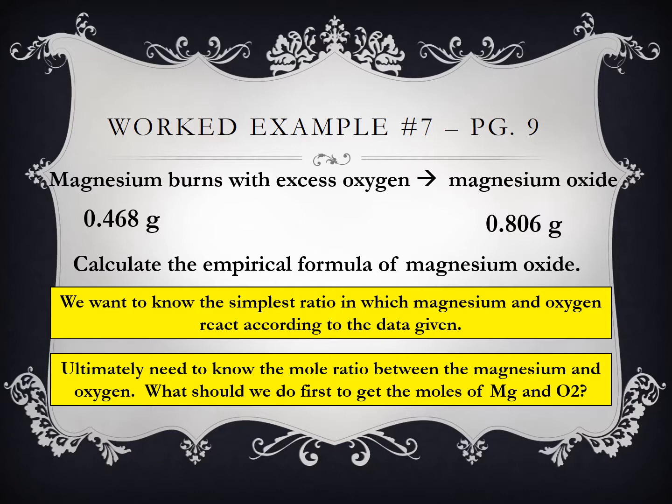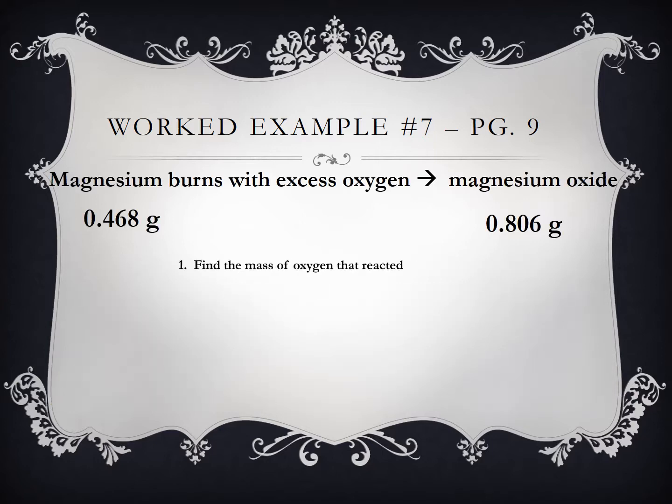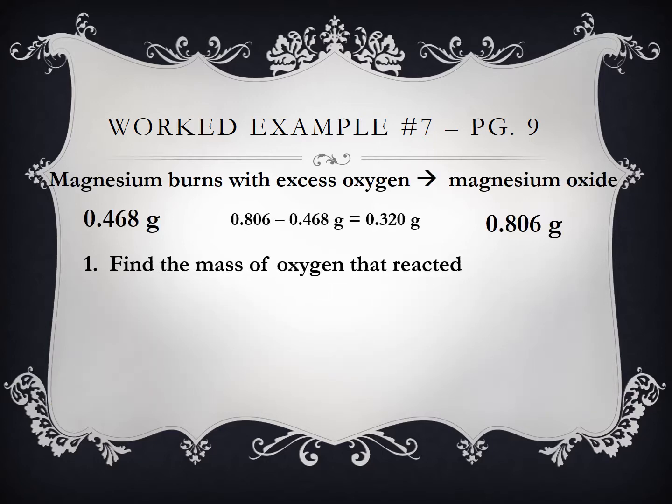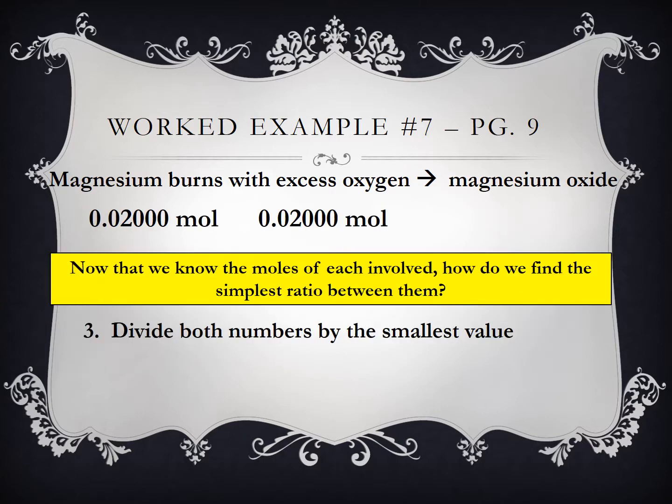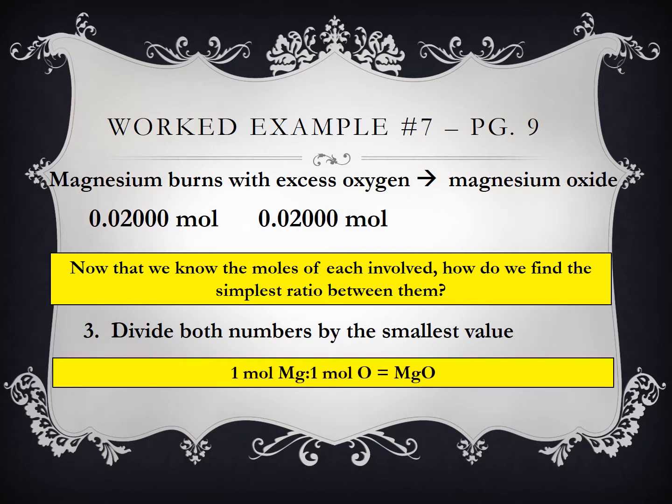So what do we need to find first between Mg and O2? We gotta find out how much oxygen actually reacted. So subtract the two, you get about 0.320 grams of oxygen. So now we know the masses of Mg and O. We can do the next step to find the ratio. So we need the molar mass of both Mg and O. Okay, and then divide the numbers by the smallest value. So when you do that, you should get a ratio of 1 to 1, and that means the formula is MgO.